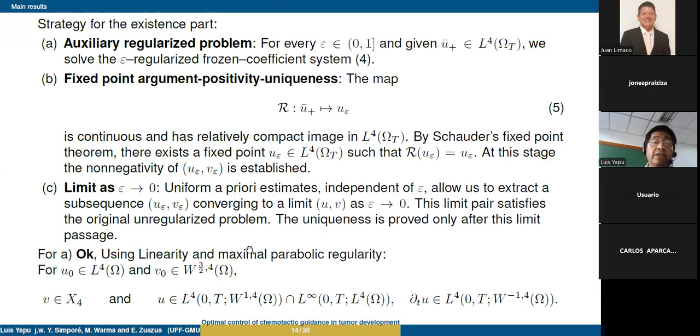So for the study of the regularized system, since it's linear, we can use standard maximal parabolicity results. This is standard. Now we will have that the right hand side of the equation of u is in L4, in this space. So those are standard maximal parabolicity results for u and v. So the point A is not difficult because the equation is linear.